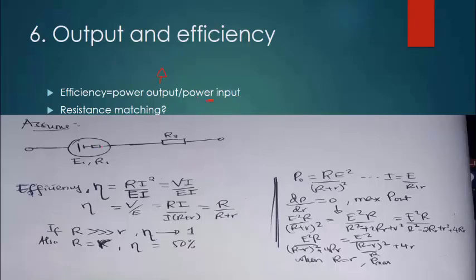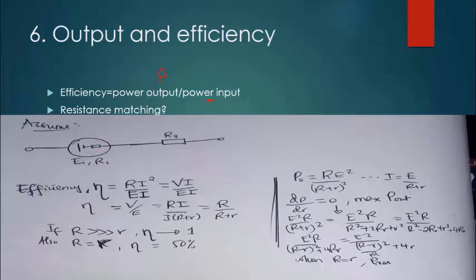So assuming that we have our circuit kama hivi, that we have our cell having internal resistance r and we have an external resistor R, obviously, the power output will be the power that is consumed by the resistor and the wires, labda kama wires nazo zina resistance, that will be power output. Power input will be the power provided by the cells.